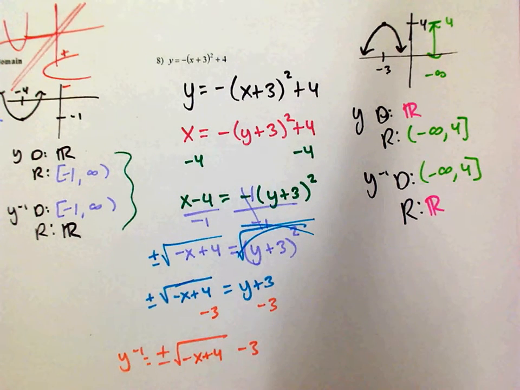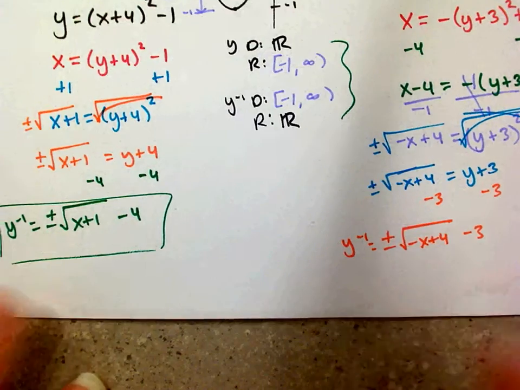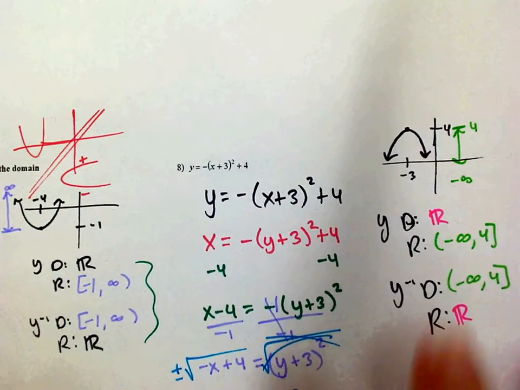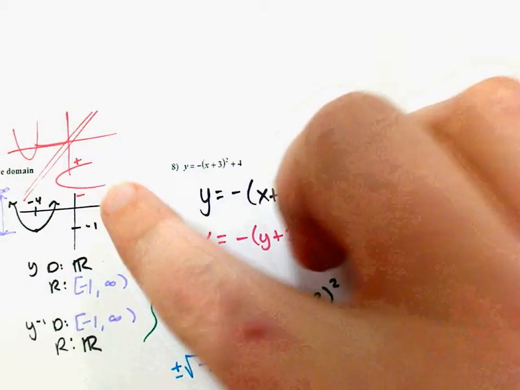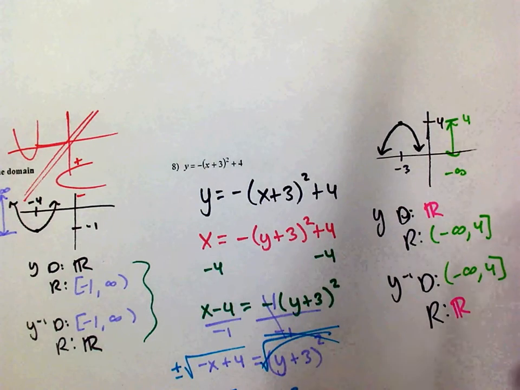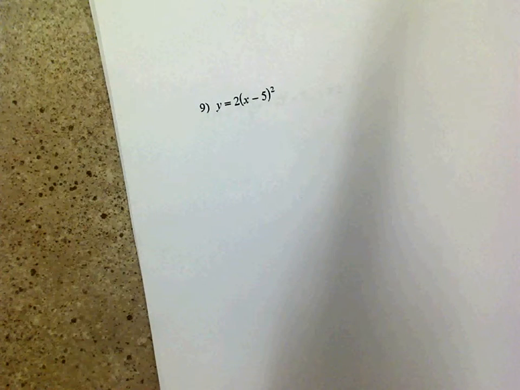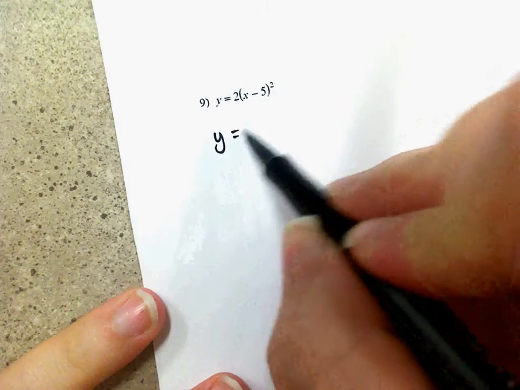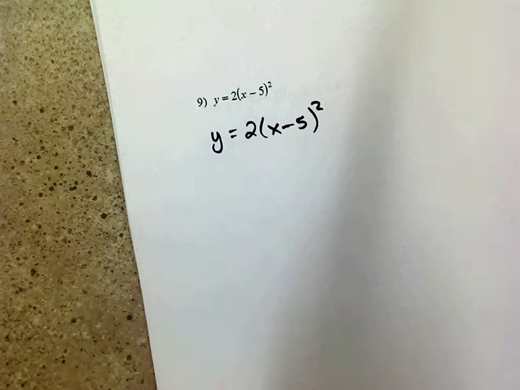Now I don't have to worry about any domain issues or anything on these two because I started with parabolas. And so it was just a matter of making sure that I put the plus and the minus on the inverse so that I knew that I have the right function. Okay? So, when I have something like 9, 9's another normal one. y equals 2 times x minus 5 quantity squared. Okay, I'm starting with a parabola that is shifted to the right 5.